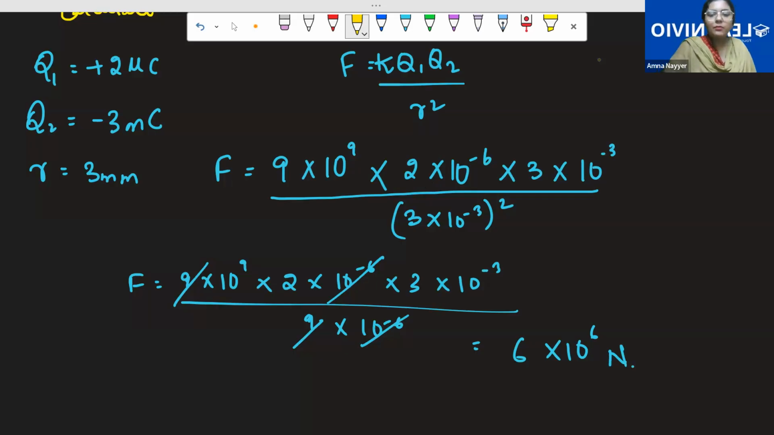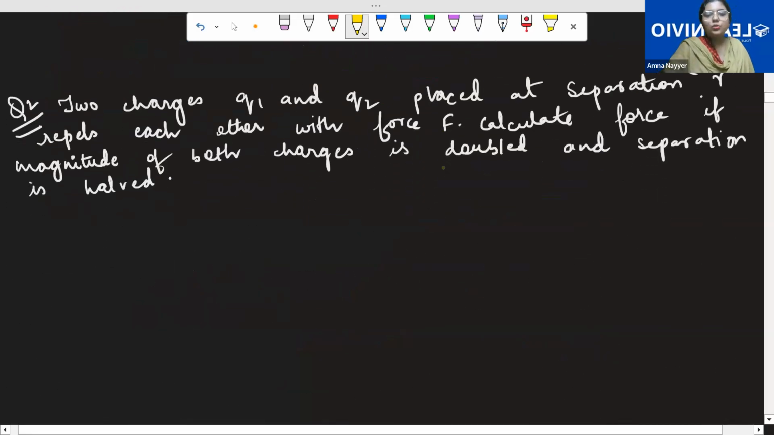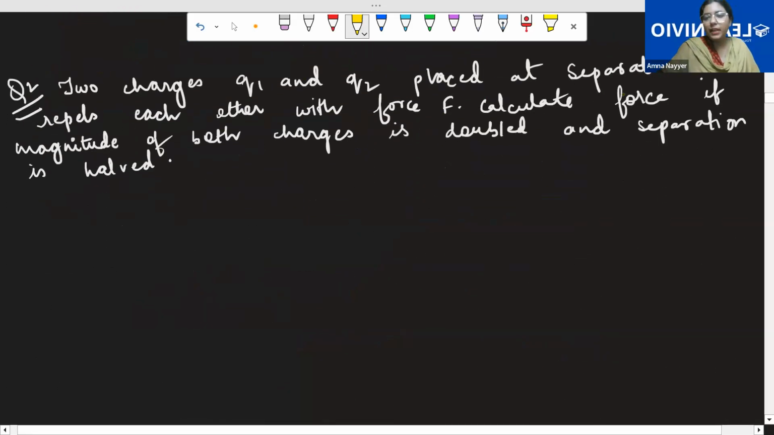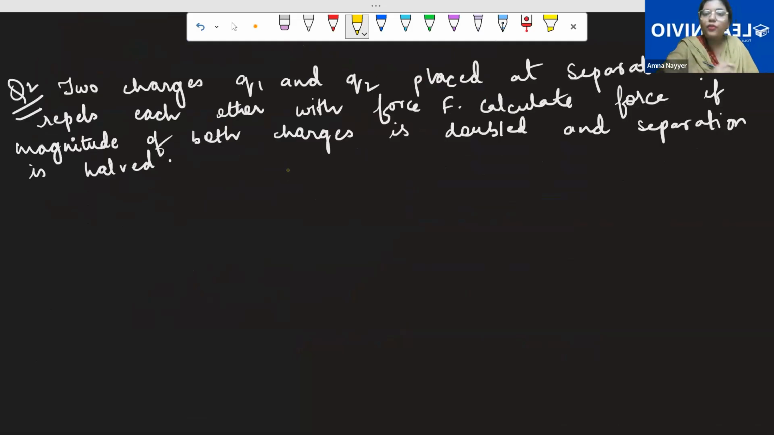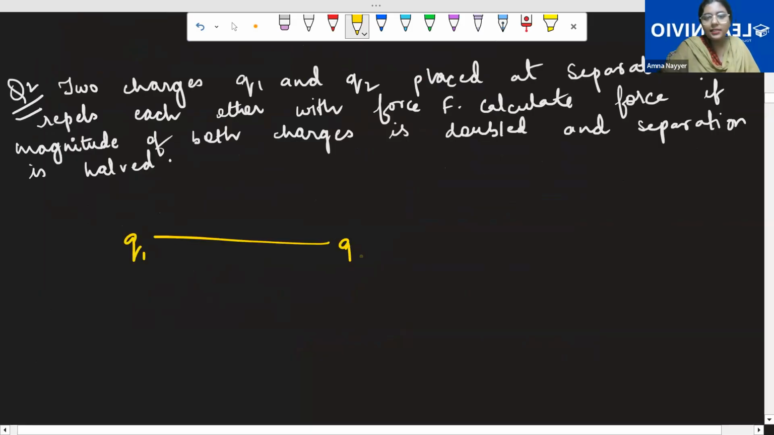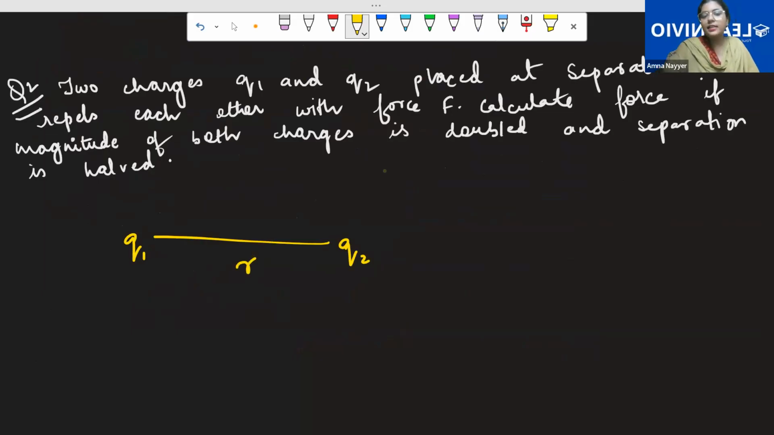Okay. One more question. Let's see. This says two charges Q1 and Q2 are placed at a separation R and repel each other with a force F. That means Q1 is there and this is Q2, and they are separated by R, and it repels by a force of F. It means I can say F is equal to K Q1 Q2 divided by R square.